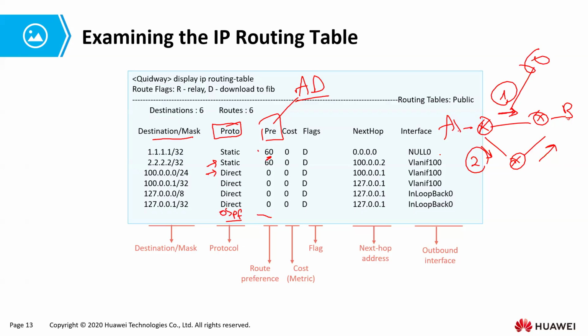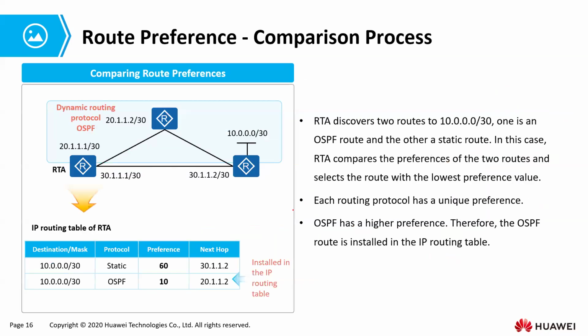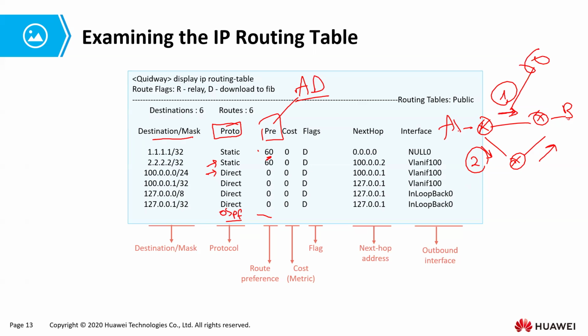Let me put another example, a direct route. Okay, we won't have a direct route. Let's have your OSPF. AD OSPF is 10. It's a bit confusing in Cisco. So let's say the router on this side was dynamically learnt in OSPF, meaning the preference here is 10.